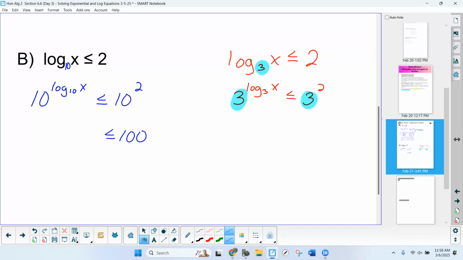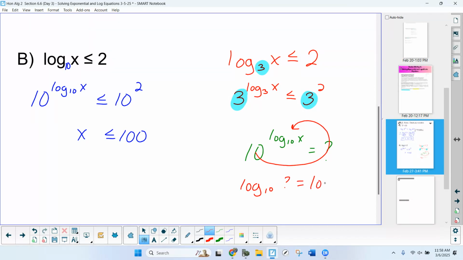X. Now, if you don't remember that this is just equal to x, you could think of, I need to know what 10 raised to the log base 10 of x is equal to. Well, this is exponential form, so I'm going to swoop it to log form. So I'm going to say log base 10 of what equals log base 10 of x. So what does my question mark have to equal? X. So if you don't remember that rule, you could reason through it off to the side.